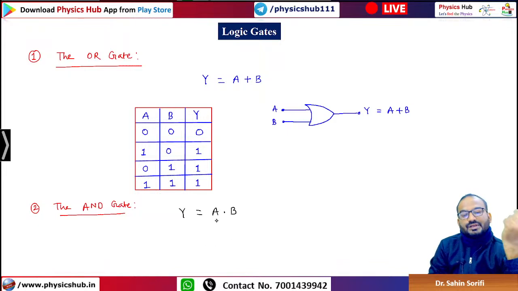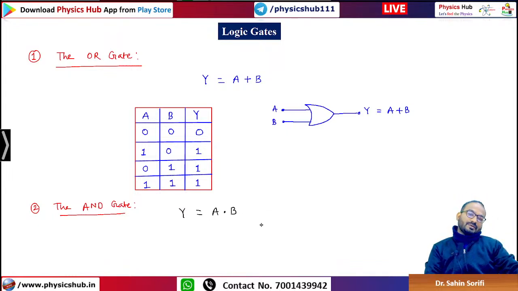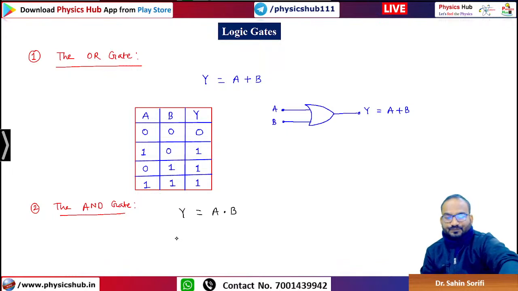So how do you read it? Y is equal to A and B. A dot B we do not read here. We will read it A and B. This will serve the purpose of multiplication. So the output will be 1 only when both the inputs are 1. Output is high only when both the inputs are high.